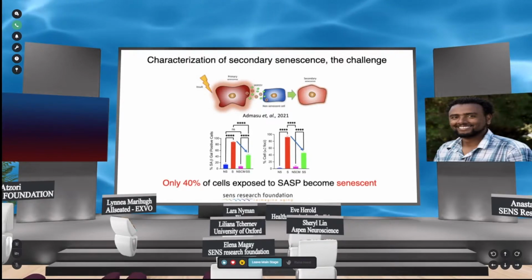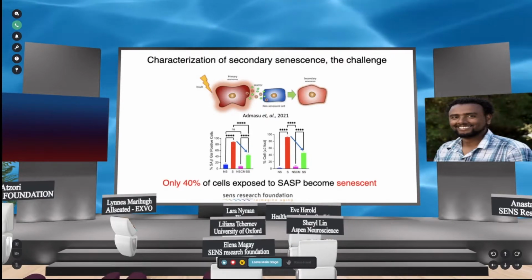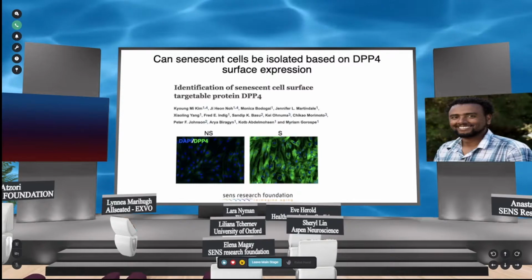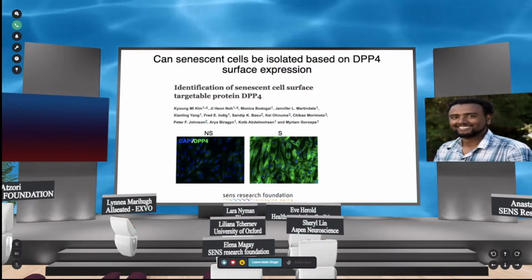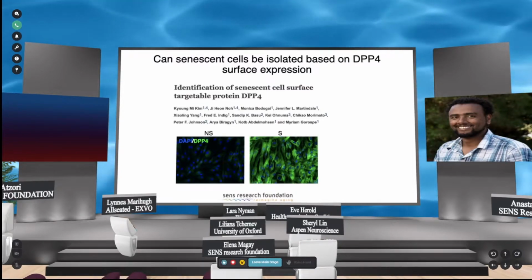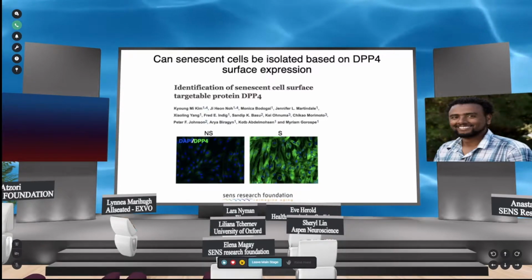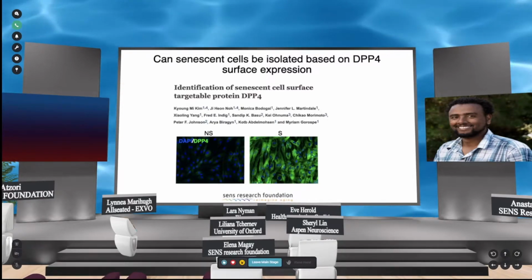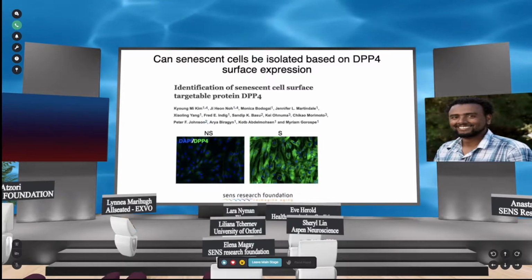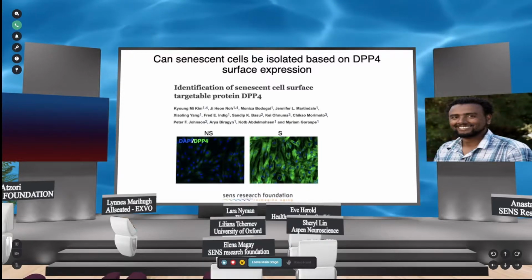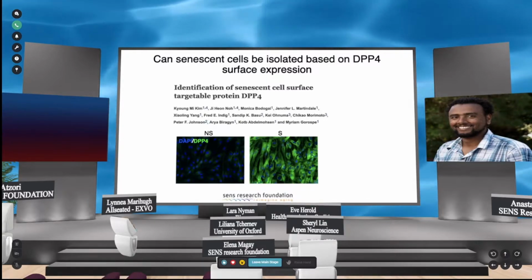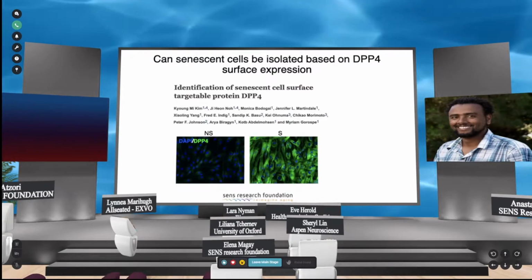So for this, we aim to isolate senescent cells based on a surface marker and then do the comparison. There are a couple of proteins that have already been reported as senescent cell surface markers. One of the interesting proteins is DPP4, which is also known as CD26. A couple of groups have already shown that this protein is a senescent cell surface marker in multiple cell types. And we confirmed in our lab that non-senescent cells don't really have this DPP4 expression on their surface, whereas senescent cells have a high level of this DPP4 protein on their surface.